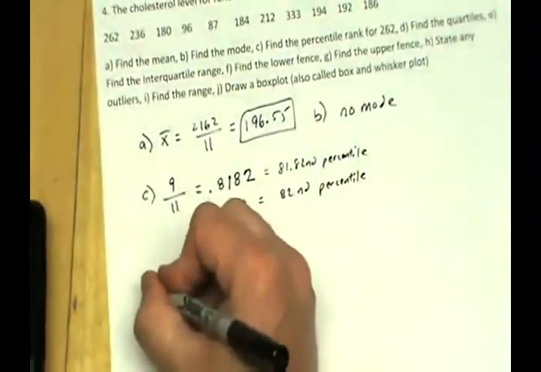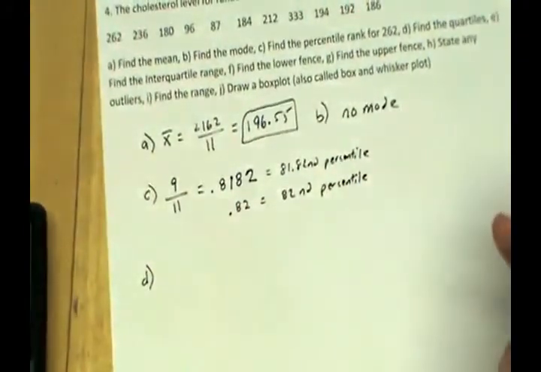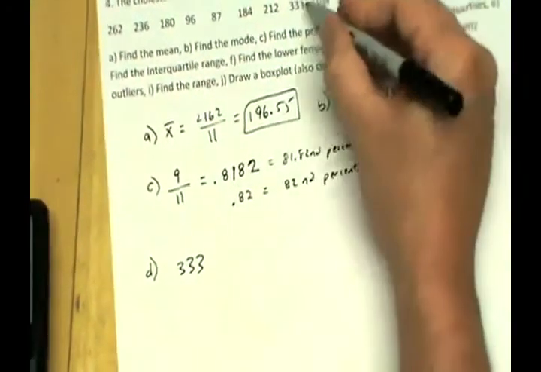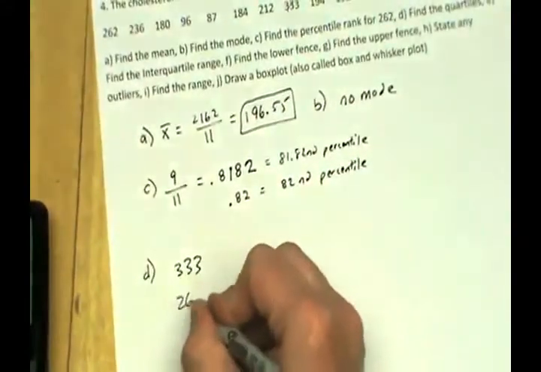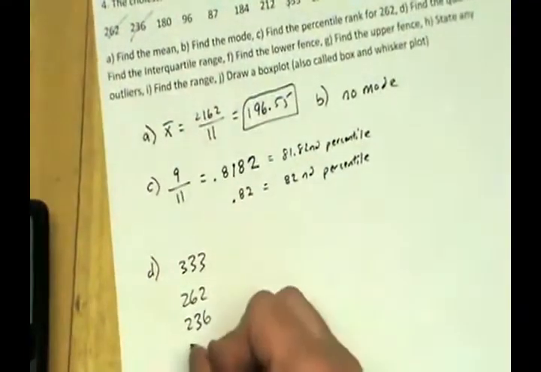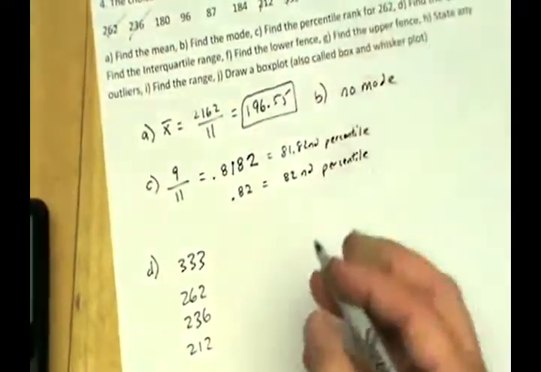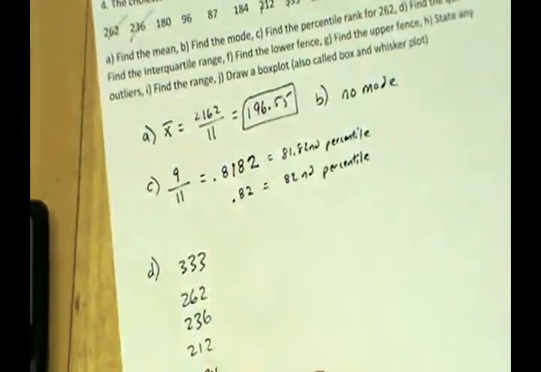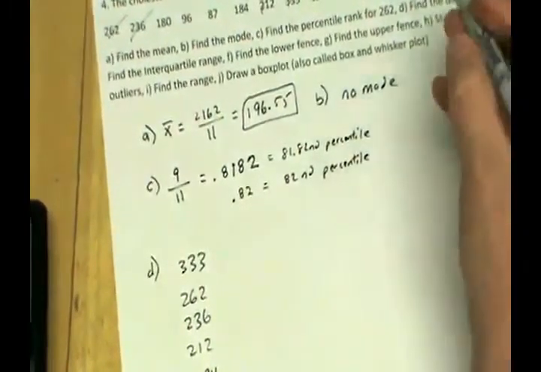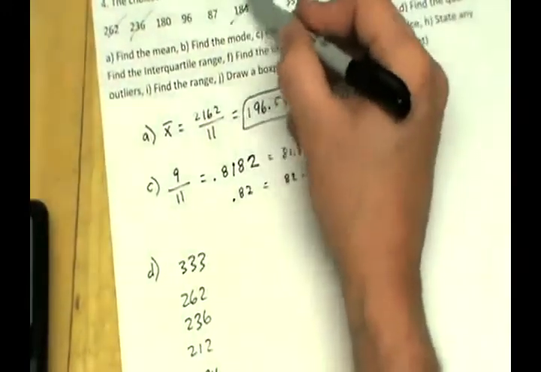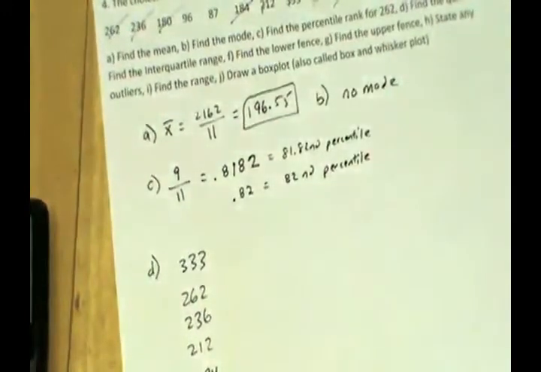Okay, let's look at letter D. Find the quartiles. All right, let's put these in order. So we're looking at 333 as our top, 262, 236, crossing them out as I go, 212, 194, 192, 186, 184, and 180, 96, and 87.